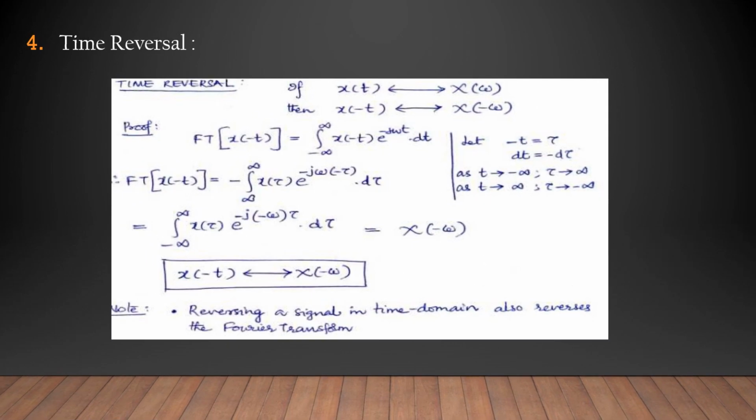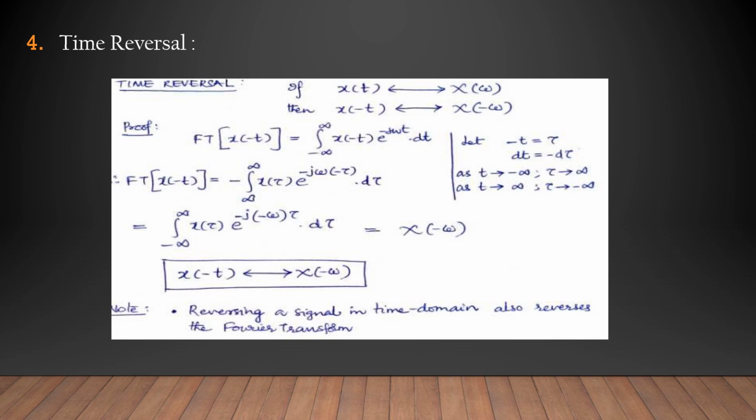The fourth property of the Fourier transform is time reversal. We know that x of t, when it undergoes the Fourier transform, will exhibit X of omega. When time reversal is applied, it will exhibit as follows. Therefore, the time reversal property of the Fourier transform is stated as: x of minus t undergoes the Fourier transform and will exhibit X of minus omega. Let us replace t with minus t.